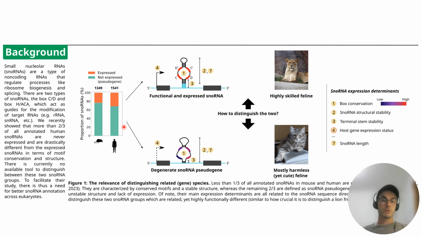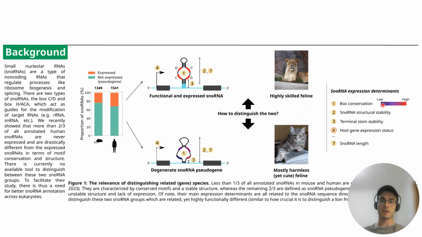Now, we wanted to better understand why some snoRNA genes were expressed and others were not. So we trained different machine learning models on different features of these snoRNAs and interpreted their decisions to find on which features they relied the most to make their predictions, basically telling us which features were important to regulate the expression of snoRNAs.